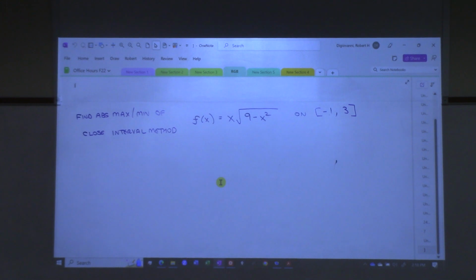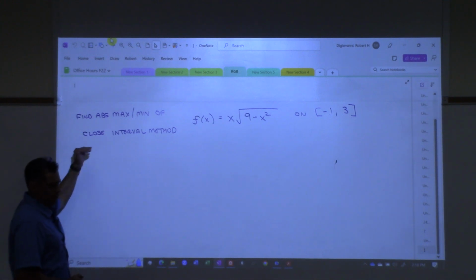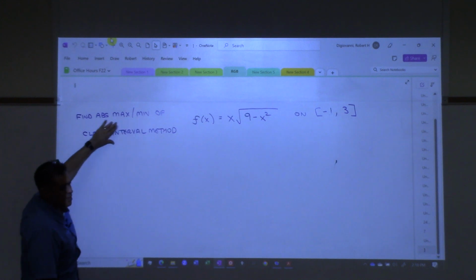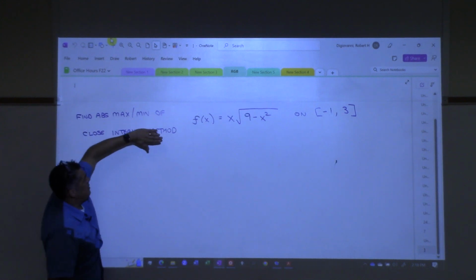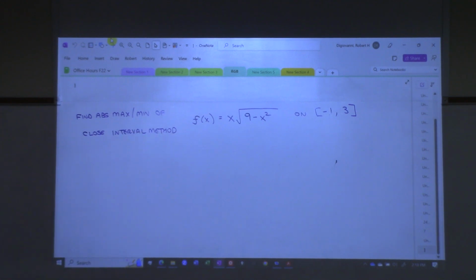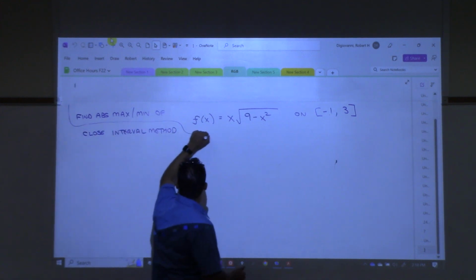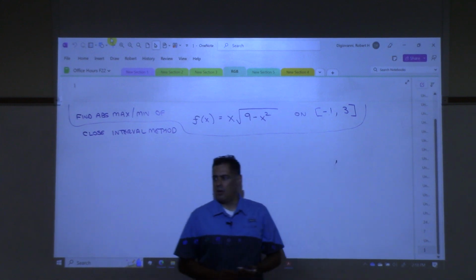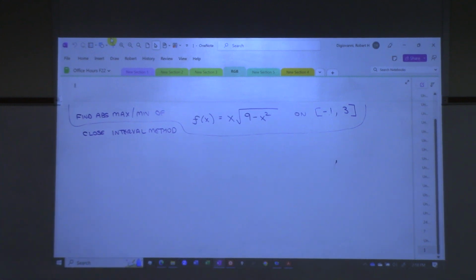Do we have to specify if we're doing a closed interval method? Well, I wouldn't say to do this. I would just give you that. This is the way the problem would appear, like this. You would have to know to use the closed interval method. And what's the most obvious thing that tells you to use the closed interval method? The domain? Yeah, it gave you a closed interval, so that tells you you're going to use the closed interval method.